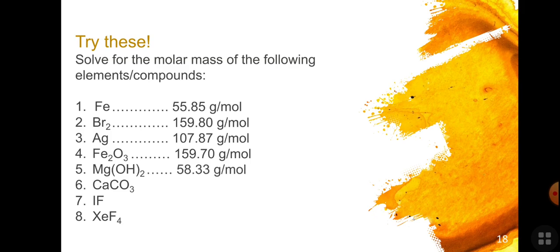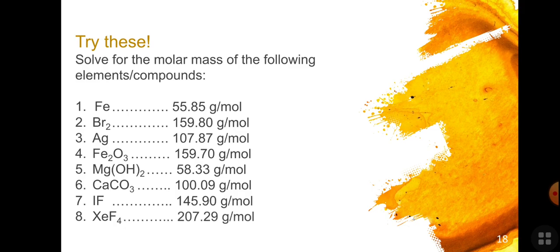That's iron 3 oxide. Next, we have magnesium hydroxide, 33 gram per mole. Calcium carbonate, 100.09 gram per mole. Iodine monofluoride, 145.90 gram per mole. And xenon tetrafluoride, we have 207.29 gram per mole. I hope you get those answers correctly. And I hope you really learned how to solve for the molar masses of those elements and compounds.